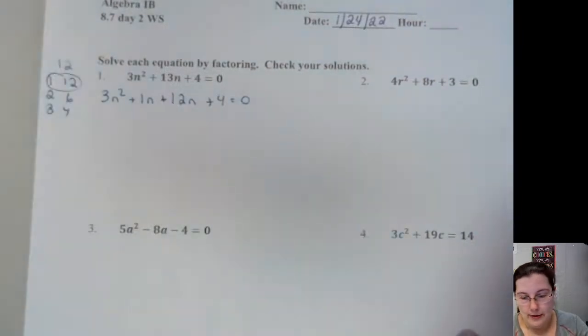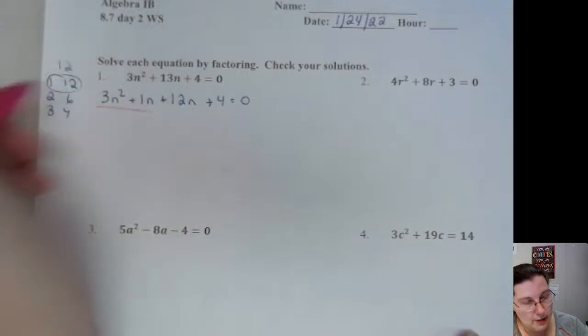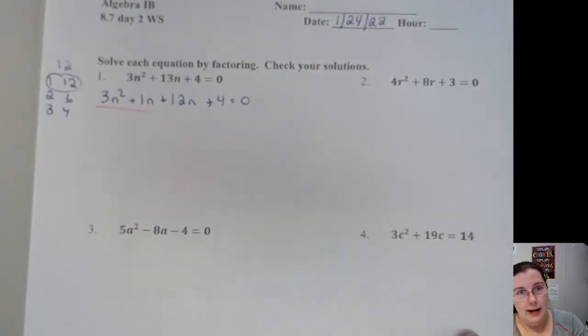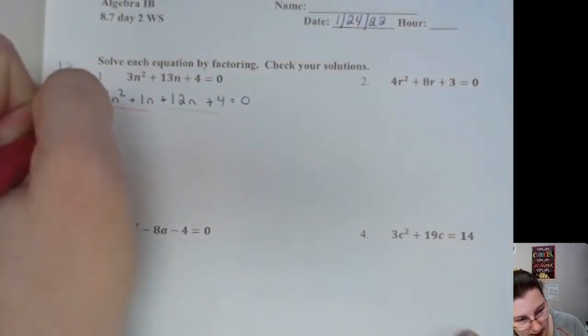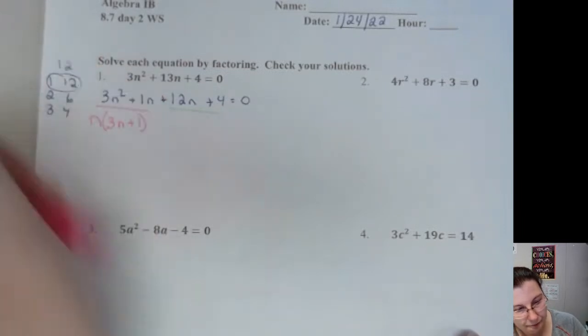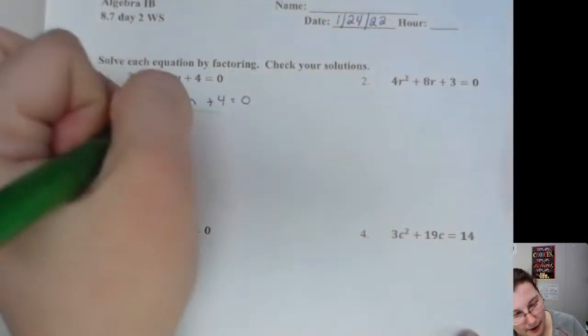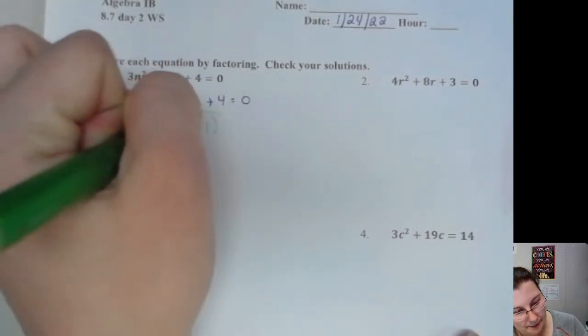So now at this point, this is where we are going to split and factor. So I'm going to factor this half, and then I am also going to factor this half. So in factoring my first half, the only thing I can pull out of here is an n. So I'm going to have n. That leaves me with 3n plus 1. And on my second one, I can pull out a 4. So if I pull out 4, it leaves me with n plus 1.